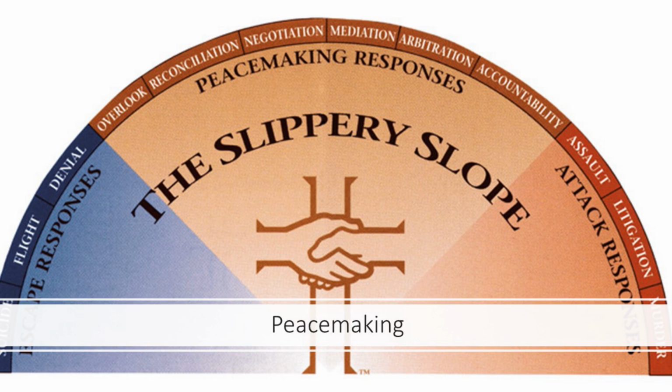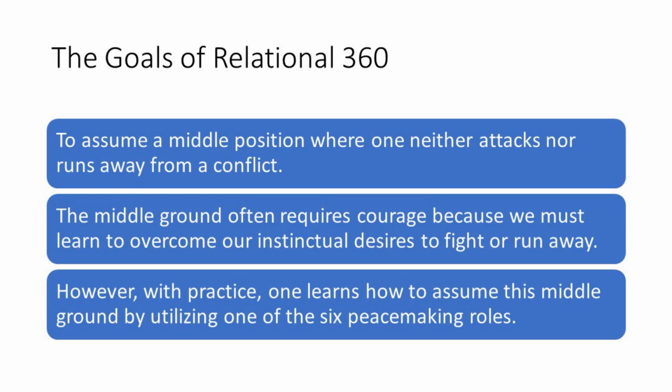At the top of the slippery slope are the peacemaking responses. These include various options that have proven value in solving problems and creating space for peace. These include overlooking, reconciliation, negotiation, mediation, arbitration, and accountability. We will talk about these more as the course progresses. The Relational Wisdom 360 organization believes that with training, ordinary people may learn how to practice all six of the peacemaking responses effectively.